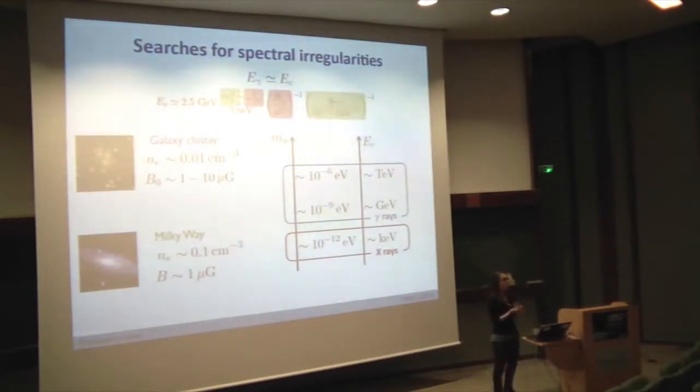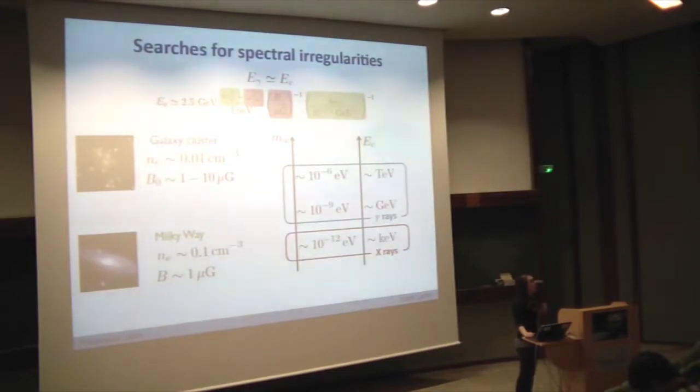So if you want to look for spectral features in the spectra of high energy sources, you can probe nano-electron volt masses and micro-electron volt masses with GeV to TeV photons. And if you want to go down in masses, you have to also go down in energy of the photons that you are probing.